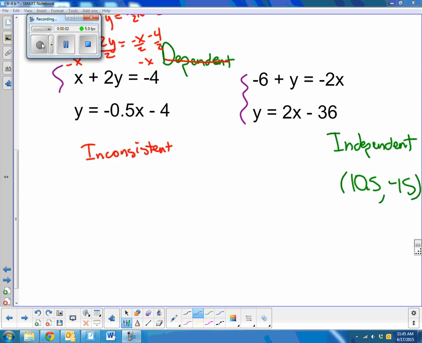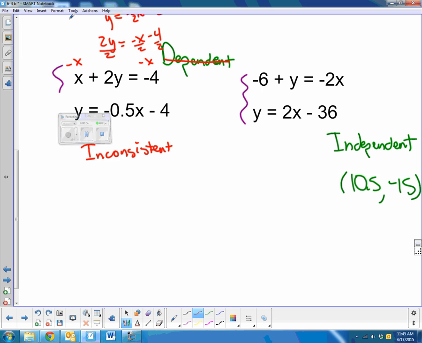Last one here, I said it was independent, which means it had a solution. And so let's take a look at how that happens. Let's check and see, first of all, how we know if it's independent. You can just start by trying to solve and see what happens. But we know that if they are inconsistent, they're parallel and have two different line intercepts because they're two different lines. If they are the exact same line, it's dependent.